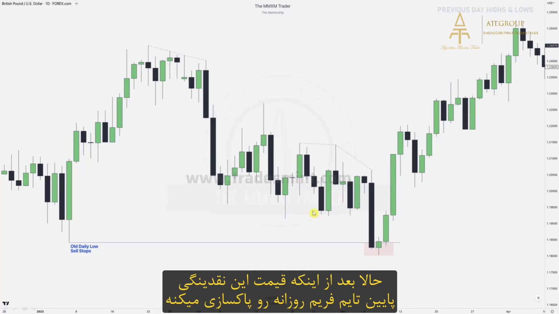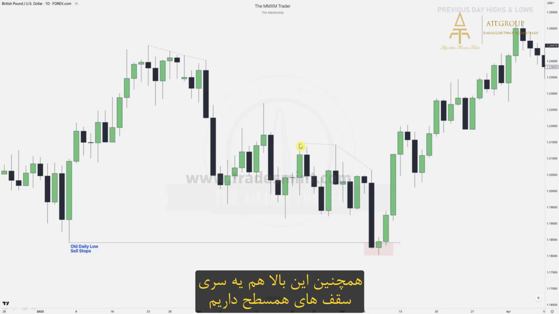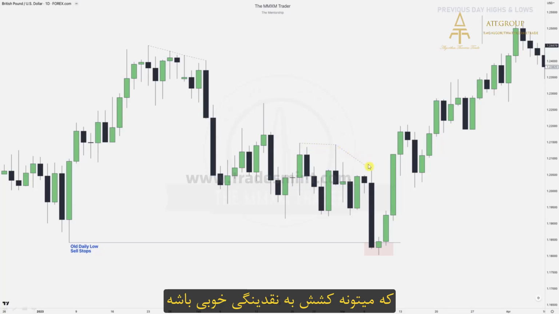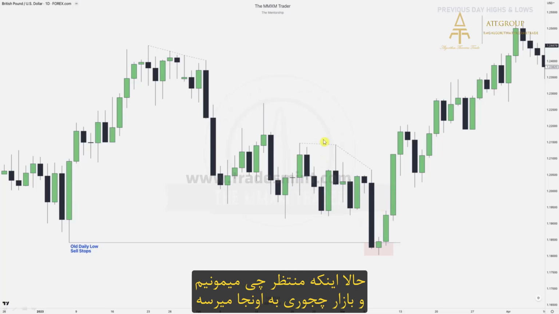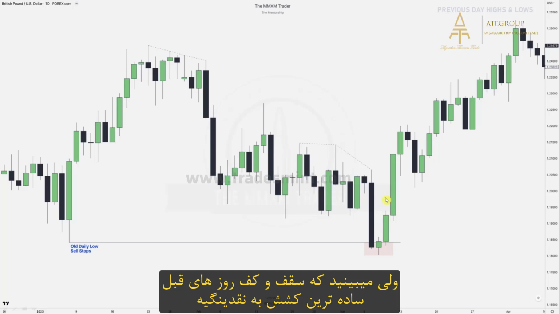Now looking at after we raided those sell stops on the daily time frame, this daily low down here, what is the next target, right? We have an imbalance over here which could be repriced. Then we also have some relative equal highs up here, which is a good draw on liquidity. So now what do we wait for, right? How do we get there, and when do we engage on this? That's a topic for another section, but looking at all those previous daily highs and lows, that will be the easiest draw on liquidity.